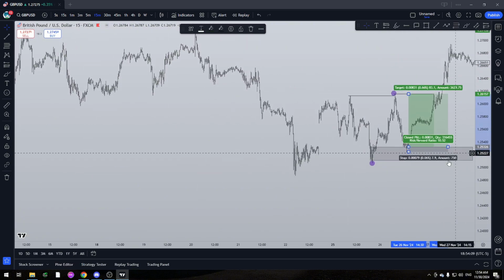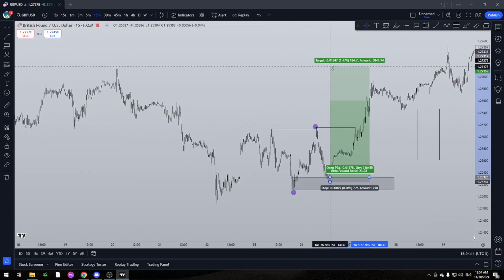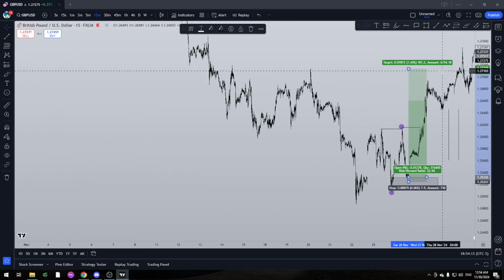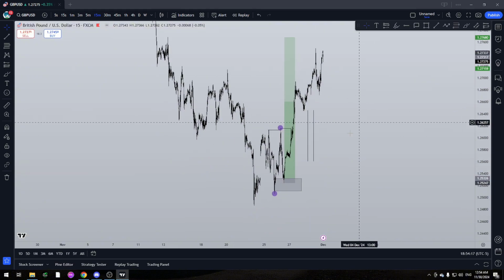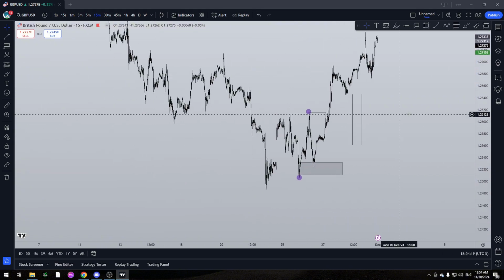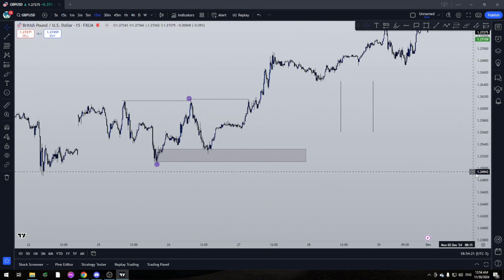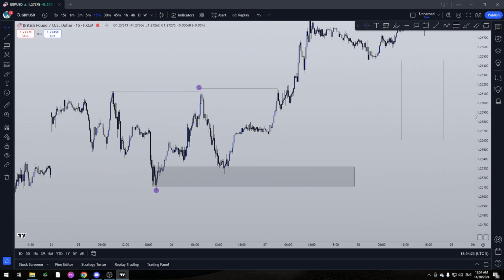And if you have big balls, that would have been a 22 RR. If you have bigger balls, you would have waited for a 30 RR. But that's it for the institutional zones where the place is, because it's not that hard.